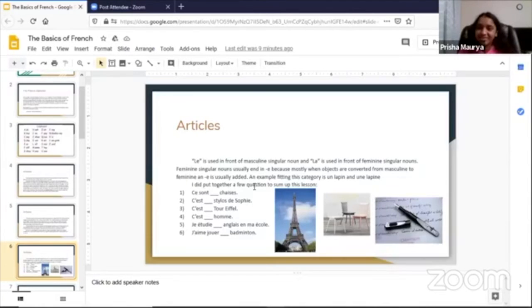So I did put a few questions together to sum up this lesson. I would like all of you to coordinate and try to respond. I'm going to help you as much as I can. So before I start, I'm going to explain what ce sont, c'est, and all the other things are. Ce sont, its literal translation is these are.